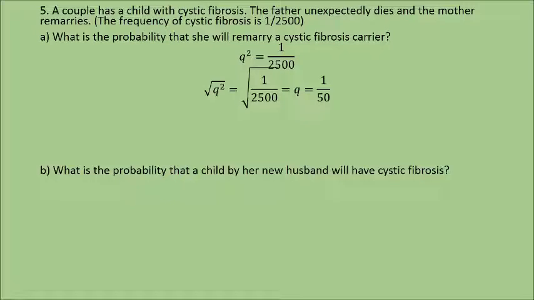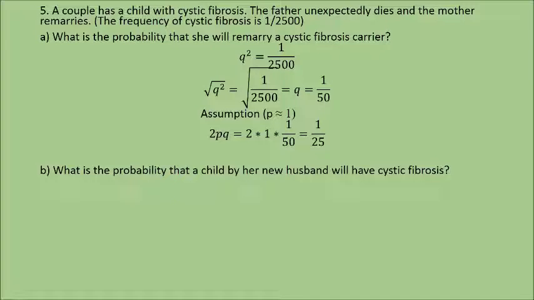But there's an assumption being made here. The assumption is that since 49 over 50 is so close to 1, we're going to round p to equal 1. Since we're asking about the probability of finding a carrier, we look at 2 times p times q. So 2pq is equal to 2 times 1 over 50, and again, we're assuming that p is approximately 1. So 2 times 1 over 50 is 1 out of 25. That's our answer.